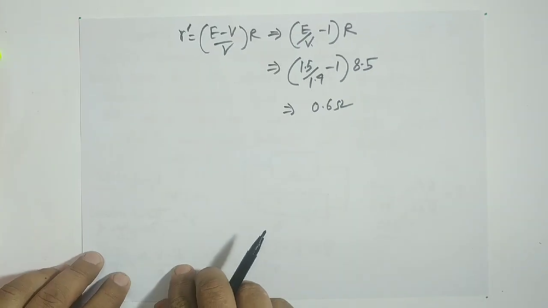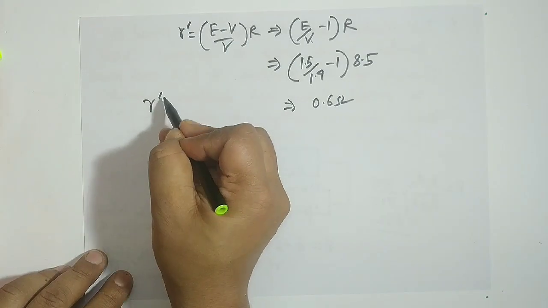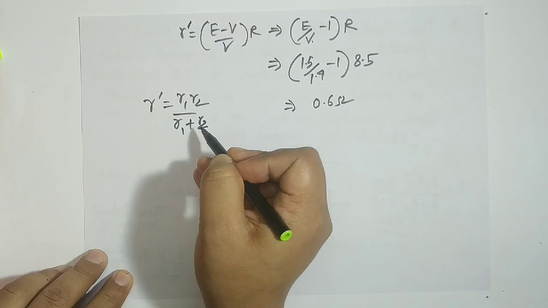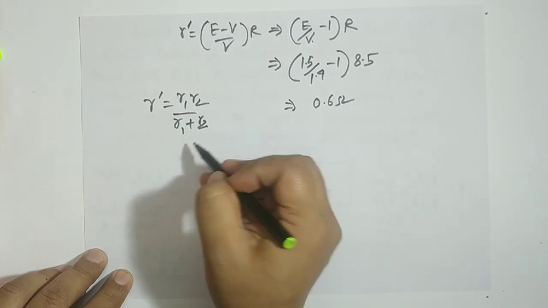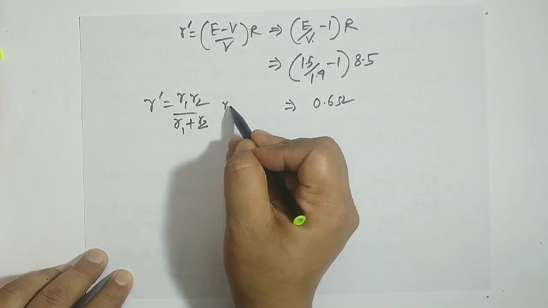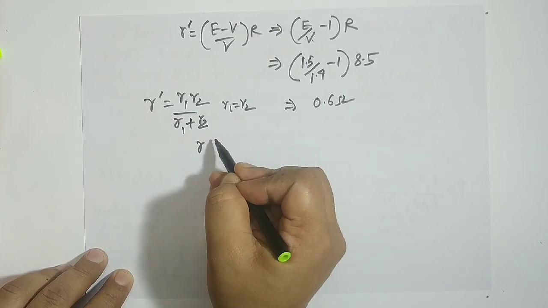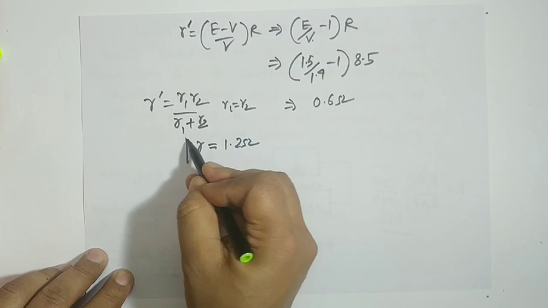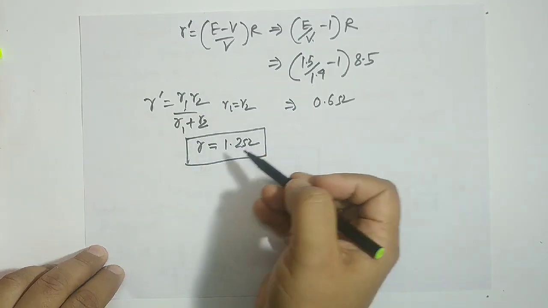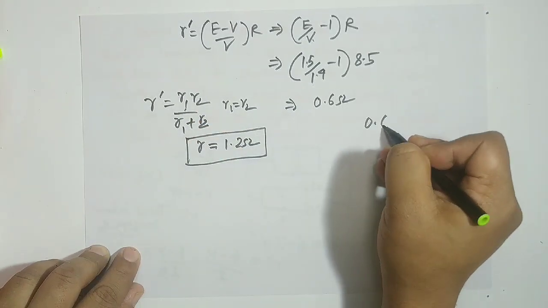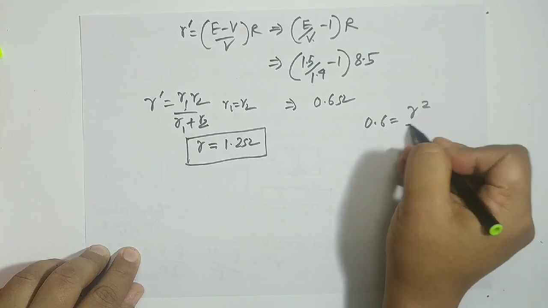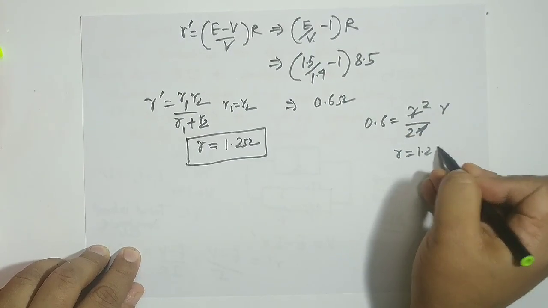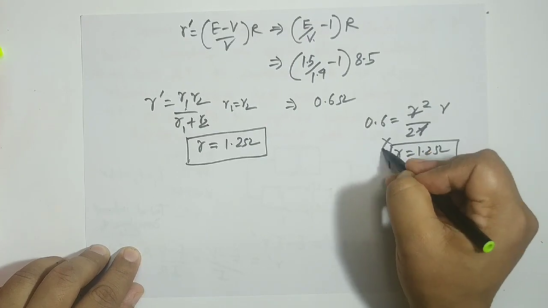And you know, for a cell, R dash is actually R1 R2 upon R1 plus R2. So solving it out, you will get R dash, and R1 and R2 are equal. So we get R equal to what? 1.2 ohm. Putting in the values, 0.6 will be R square upon 2R. Solve it, you get R equal to 1.2 ohm. Got it or not? So this is the answer.